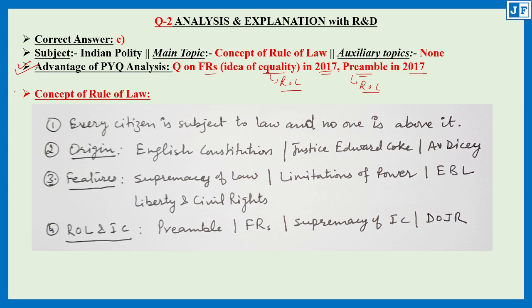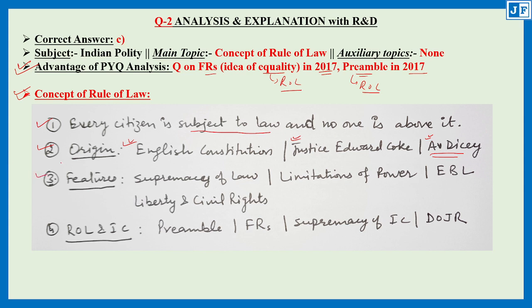Regarding the concept of rule of law, we get to learn 3-4 things. Number 1, what is rule of law? It means every citizen is subject to law and no one is above it. The origin of this concept lies in the English Constitution, where Justice Edward Coke gave the concept and later A.V. Dicey popularized it and modified it to some extent.